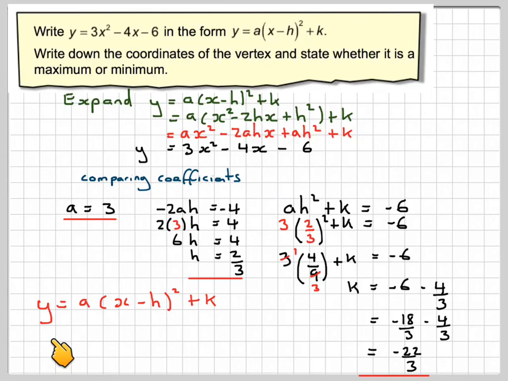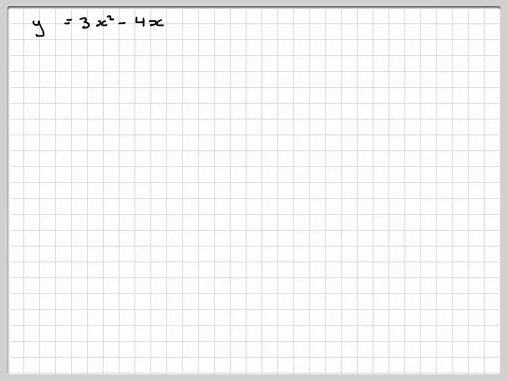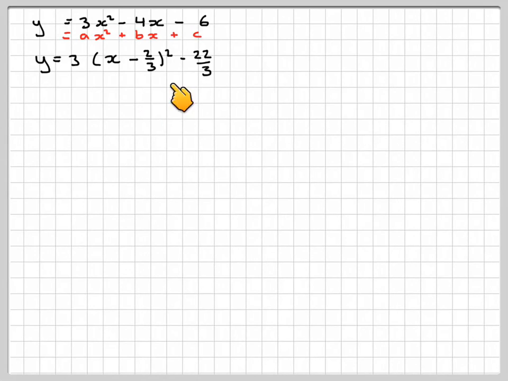So we had to write it in the form y is equal to a brackets x minus h all squared plus k. So we're going to have that y is equal to 3 brackets x minus 2/3 squared minus 22 over 3. So the original function was y is equal to 3x squared minus 4x minus 6. This is the form ax squared plus bx plus c. And the new way of writing it is 3 brackets x minus 2/3 squared minus 22 over 3. And this is the form y is equal to a brackets x minus h squared plus k. Now it's very easy to get the vertex in this form. This is called completing the square form.